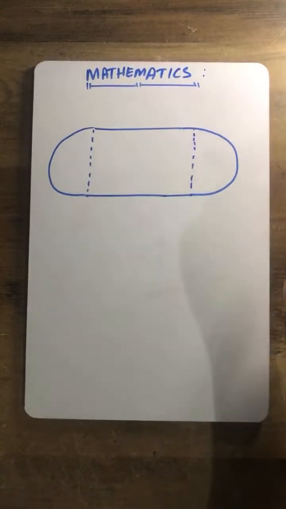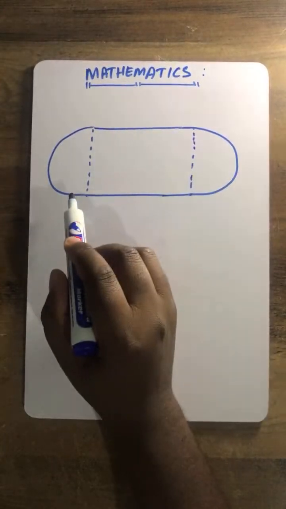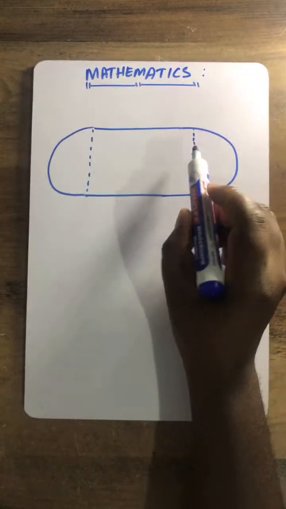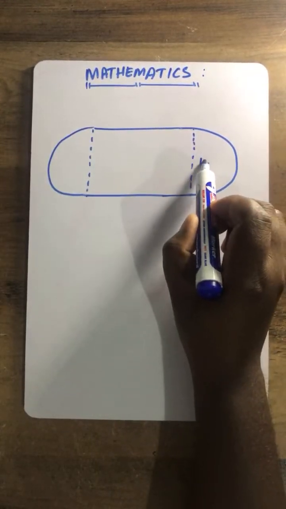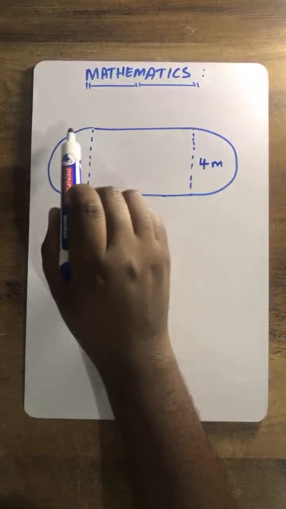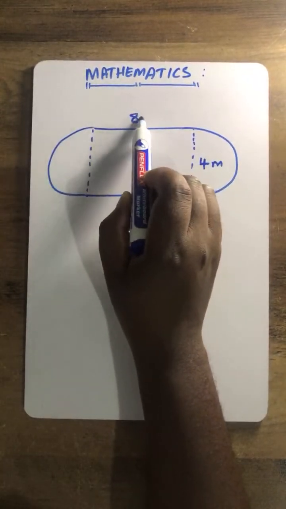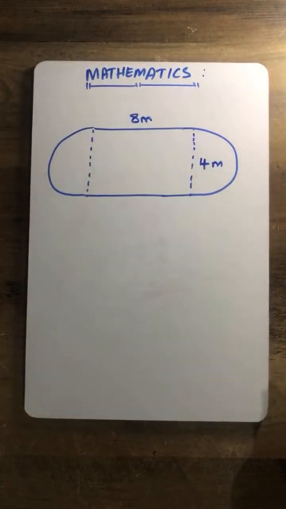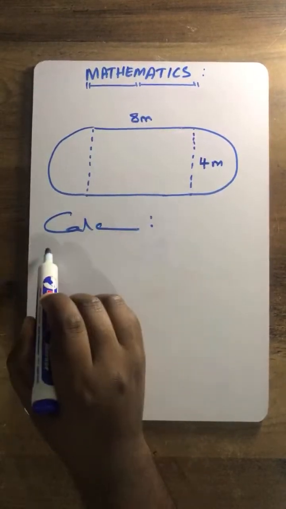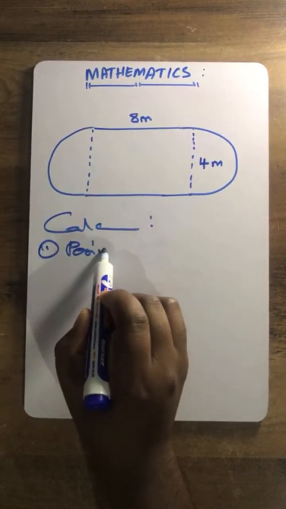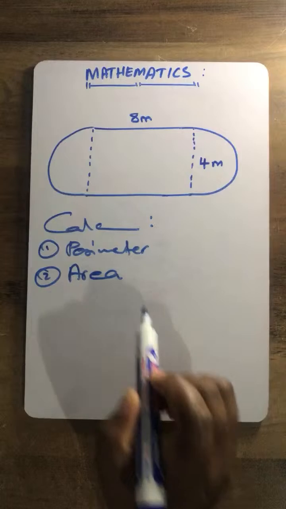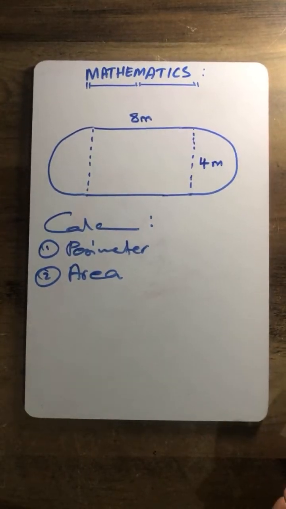I'm going to try and do it this way and say this is like half circle and then half circle there, and then this is like 4 meter there, and then this is like 8 meter there. So calculate number 1, perimeter, number 2, the area.